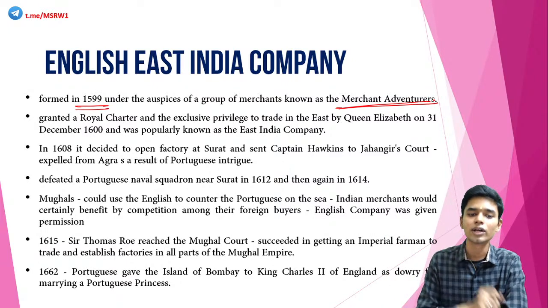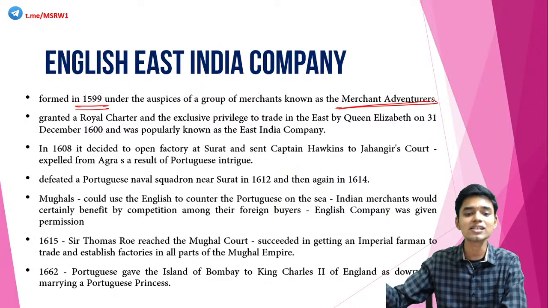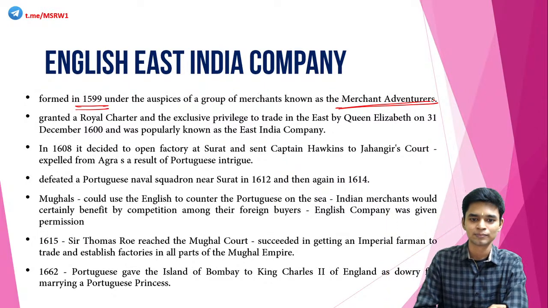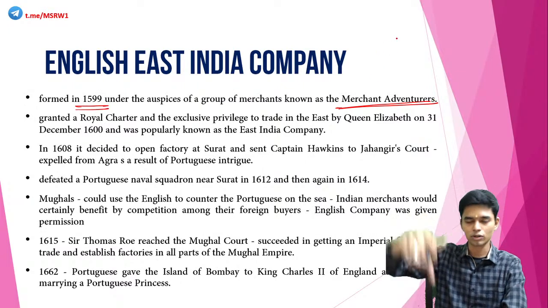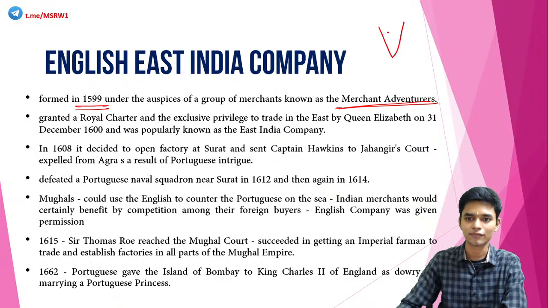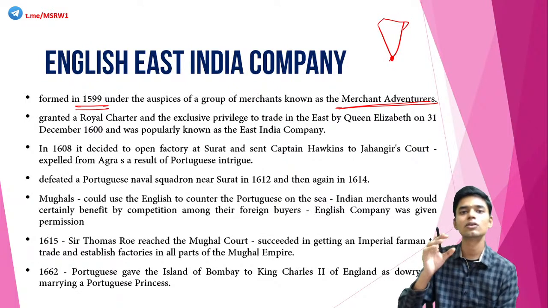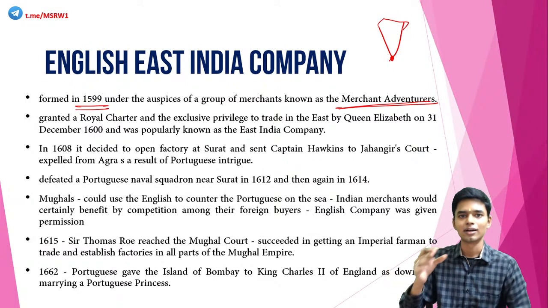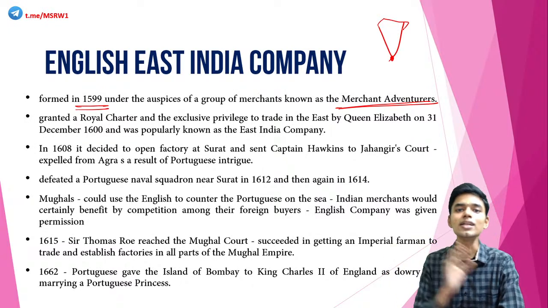And it received a royal charter, okay, to trade exclusively east of the Cape of Good Hope. Okay, you know where the Cape of Good Hope is. Cape of Good Hope is the bottommost point of Africa. Okay, this is Africa. If this is Africa, this is Cape of Good Hope. And English East India Company received the exclusive right through the charter to trade east of the Cape of Good Hope.